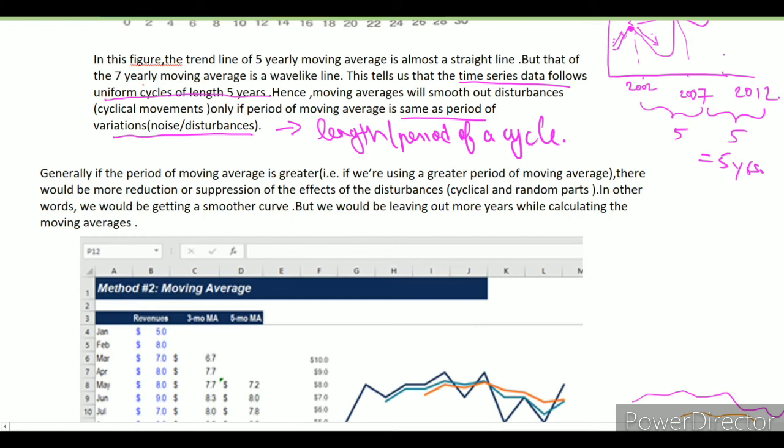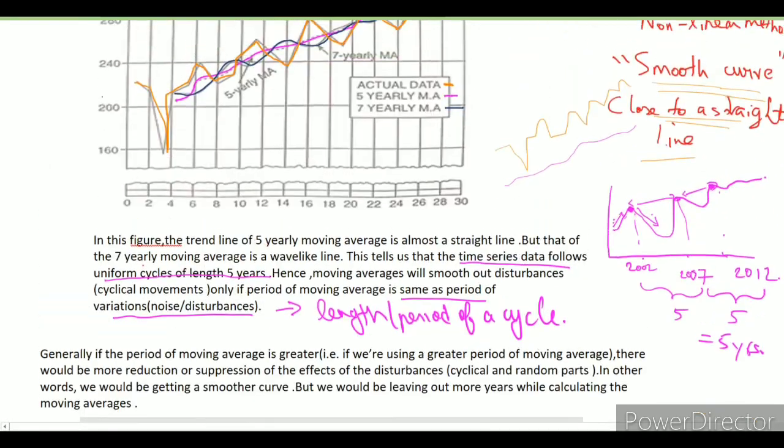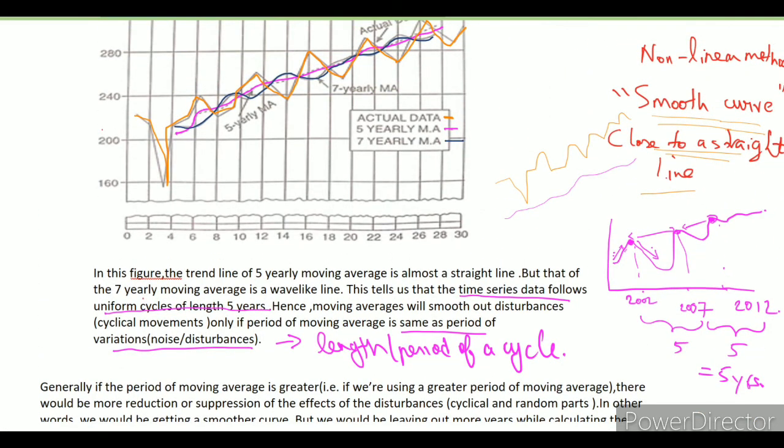Not a straight line, because it's a non-linear method, but something which is close to a straight line. So that's usually the case: the longer the period, the smoother the curve. But again, we should look at the type of data we're dealing with, because if you look at this example, even though we're using a 7-year moving average, a 5-year moving average gives us a smoother curve. So it depends upon the type of data.